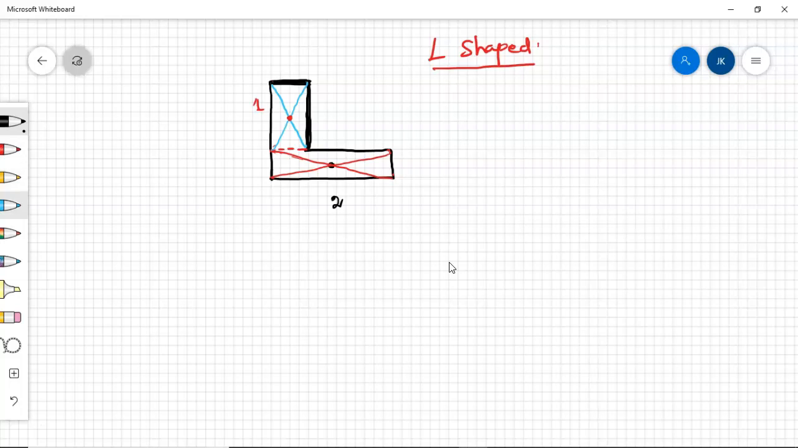Now what I have to do is join these 2 points. You have to measure this line. If the line is 4 centimeters, at the middle, 2 centimeters, will be the center of mass. In this way you can find the center of mass for an L-shaped object.